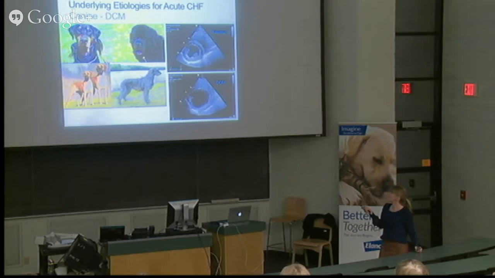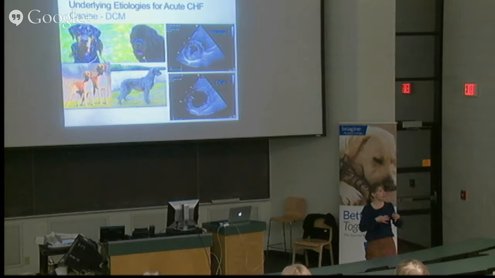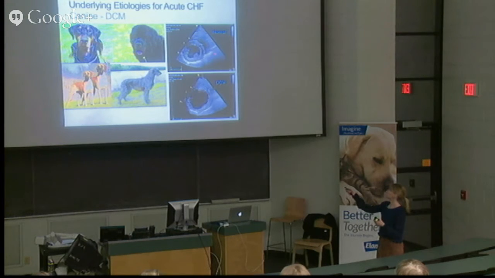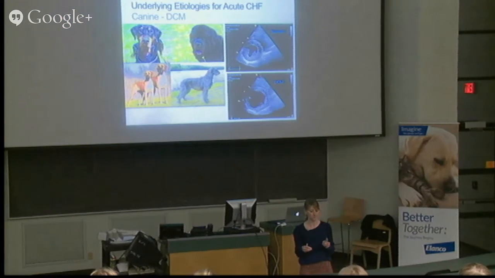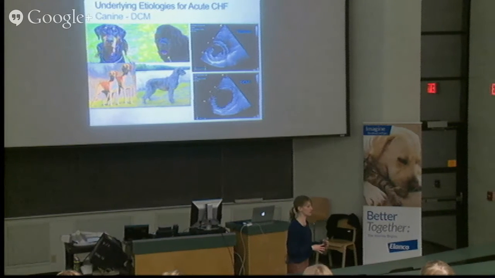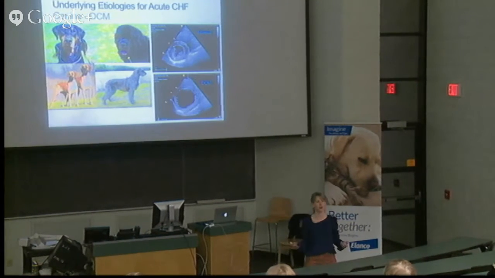So our Dobermans, Newfs, Great Danes, and Irish Wolfhounds, just as a few examples, and lots of other larger breeds that we may see that have, rather than a primary valvular abnormality, a primary myocardial abnormality. So this is a normal left ventricle here, wall and chamber in the middle. And here we have a very dilated chamber with very poor wall motion. So this is a primary heart muscle disorder as opposed to a valvular disorder. Nevertheless, we still experience the same end result, that is congestive heart failure.